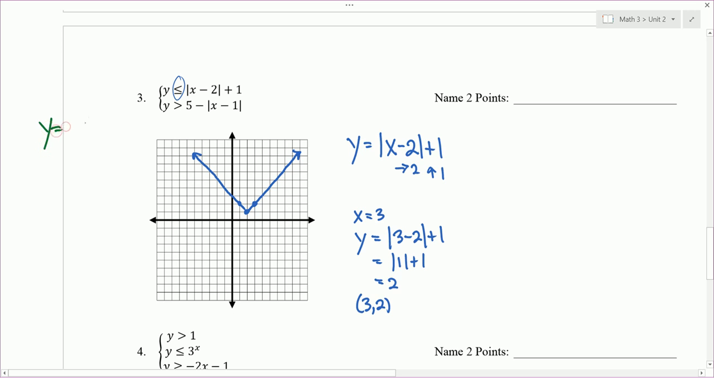Y is equal to 5 minus absolute value of x minus 1. May not look familiar if you rewrite it this way. Y equals negative absolute value of x minus 1 plus 5. Those are equivalent expressions. A little more comfortable with this way maybe. This is a translation: right 1 unit, up 5 units from 0, 0. Right 1, up 1, 2, 3, 4, 5. Right here's the vertex. Let's get a second point to get this shape here. So plug in x equals 2.